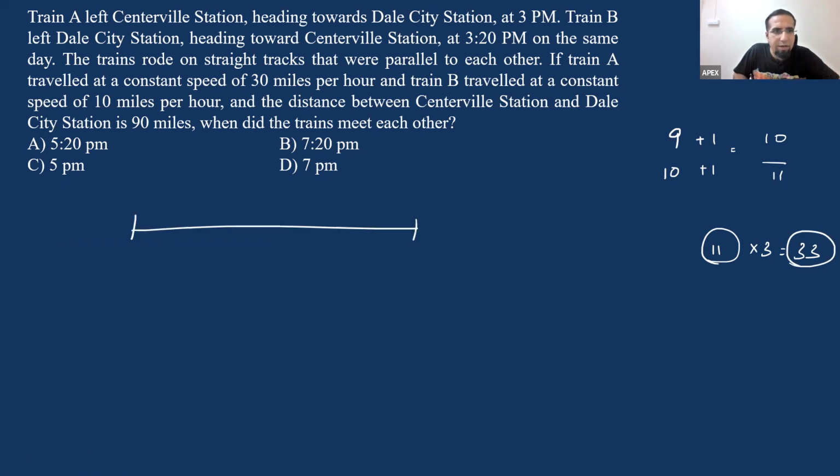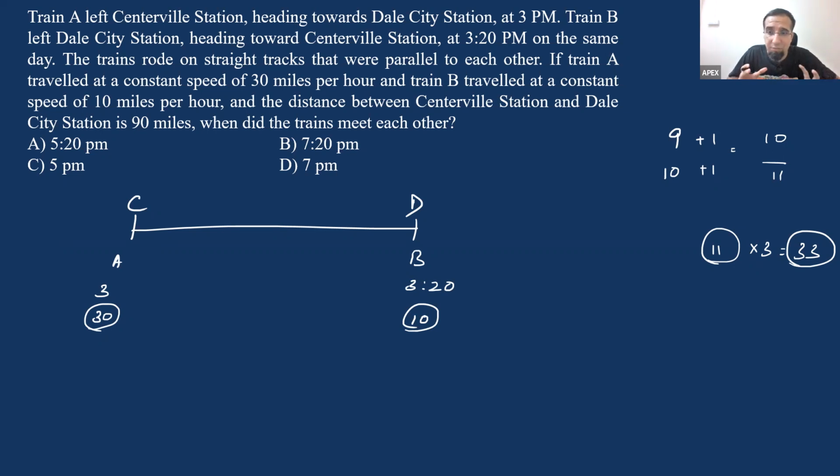This question says a train leaves the station C and station D. Train A leaves at 3 o'clock, traveling at 30 kilometers an hour. Train B leaves at 3:20, traveling at 10 miles an hour. Clear? And if train A and train B travel at constant speed, fair enough, at what time will they meet?